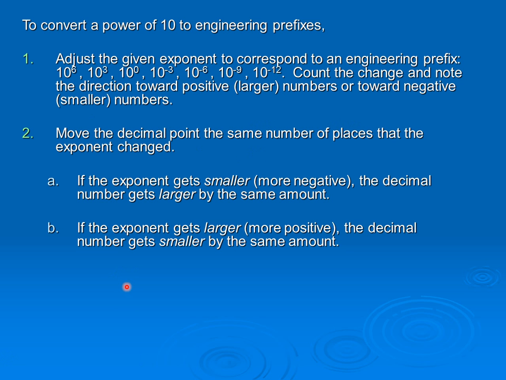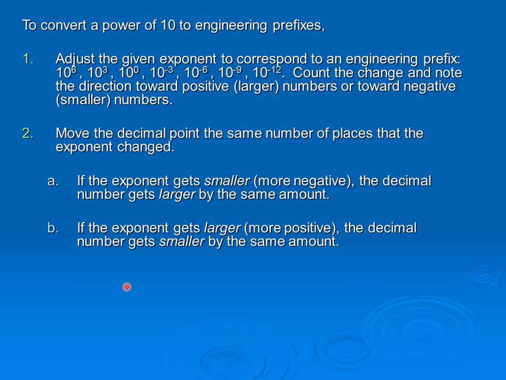So let's look at how to convert a power of 10 to engineering prefix. Remember, not all powers of 10 have an engineering prefix, right? For example, for 10 to the power 2, there is no engineering prefix. So what you need to do is, if you have 10 to the power 2, you have to make it 10 to the power 3, right, to get an engineering prefix.